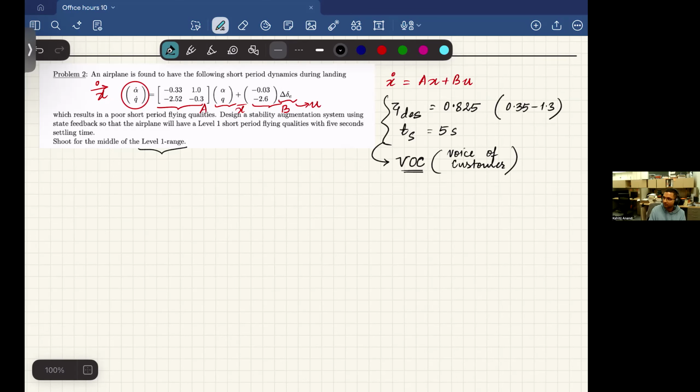So how can we fix this design? They are telling us that we need to fix this aircraft using state feedback control. And what state feedback control means is that your input is going to be the negative of some gain matrix times your state vector, right? So this is called the gain matrix, and this is my state vector.